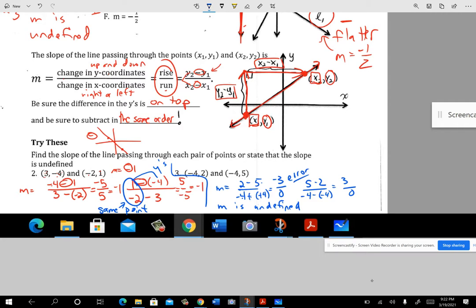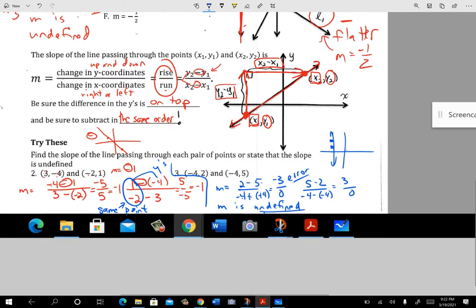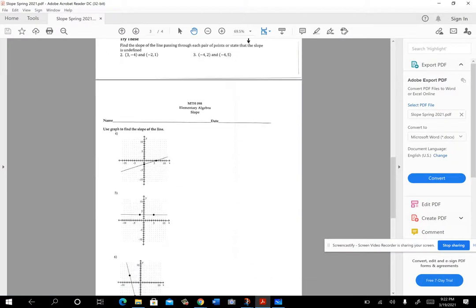Okay, so this was a special case. Watch why that happened. -4,2 would be here, and -4,5 would be above it. And the line that we're talking about is vertical. You can't walk up that. The slope is undefined. Okay? So that second page is really the key kind of notes. And then what I'm doing on the rest of this is, let's just kind of glance.